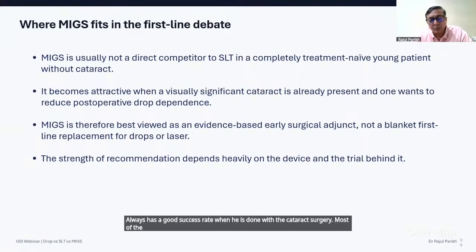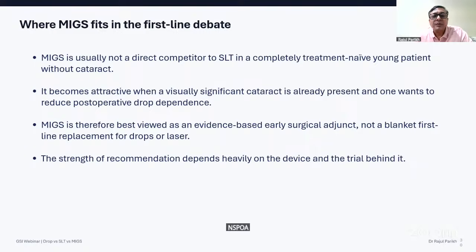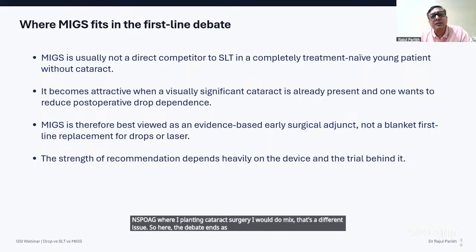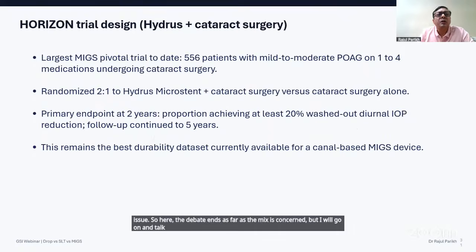Most early glaucoma, most of the time, would be in the 40s or early 50s, where cataract is not there. So MIGS I would not offer as a first line unless the patient has come with a visually significant cataract and POAG where I am planning cataract surgery; then I would do MIGS. That's a different issue. So here the debate ends as far as MIGS is concerned, but I will go on and talk a little bit about the HORIZON study.